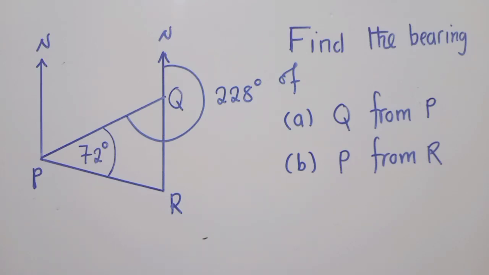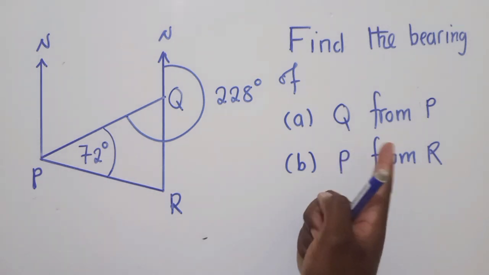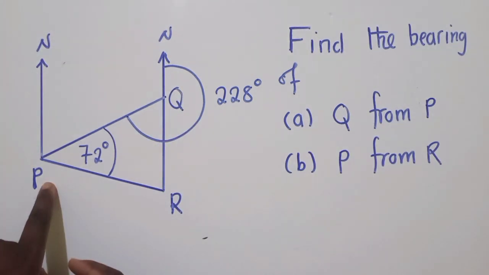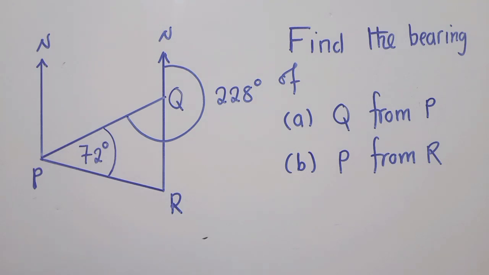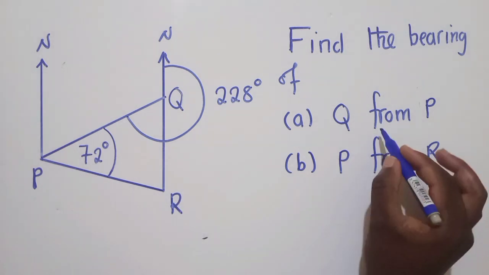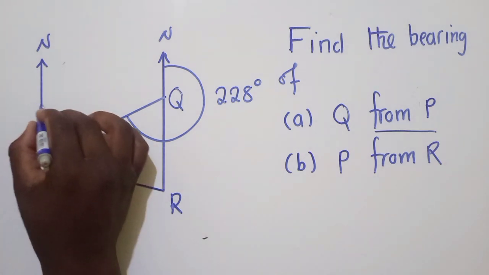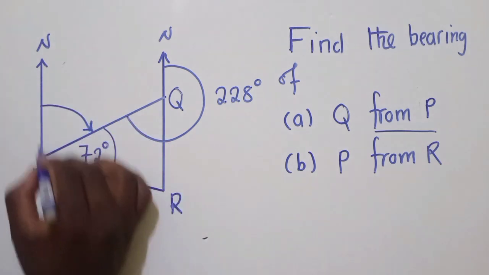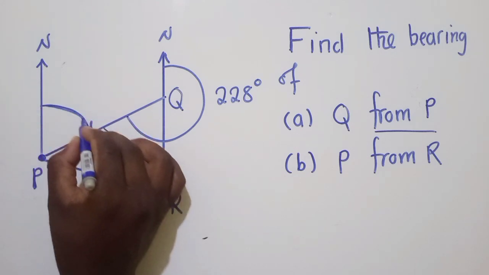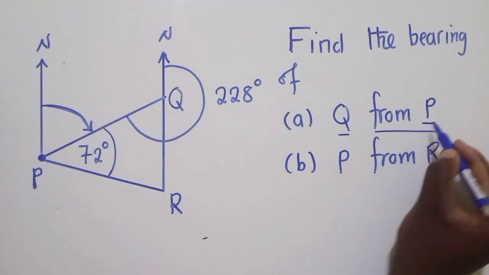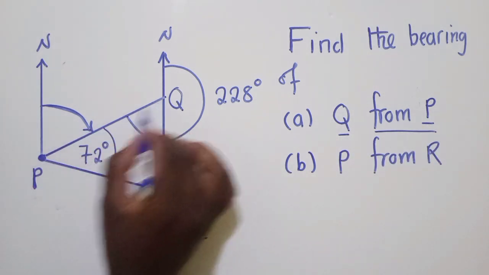This is Sichamba Jacob. I've got a question with me here where we need to find the bearing of Q from P. So Q is right here and P is over here. What we need to do is go to where it says from P. Point P is here. Draw your north. This is the north, and then you start moving towards the line that is joining Q and P. So this is a line which is joining the two of them.